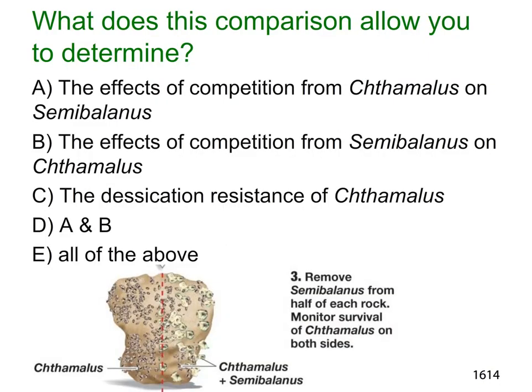You have thalamus growing on both sides, and what you're looking for is to see how the balanus will affect the thalamus, how much the competition will impact it. The reason you can't test for A, by the way, is because you don't have a rock with just balanus. In order to test for A, you have to actually do the reverse, but he did not do that, so really all he was testing for was B. But again, this is a classic experiment, and it found some interesting information, so it worked really well.